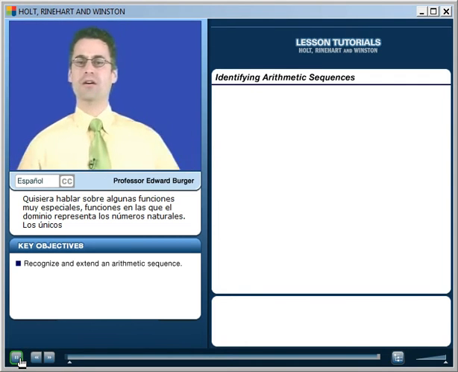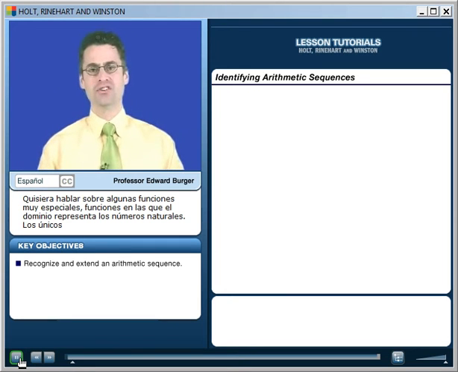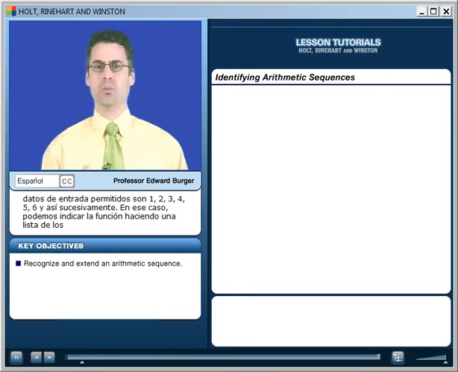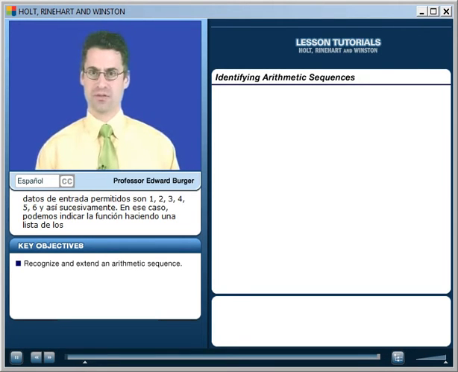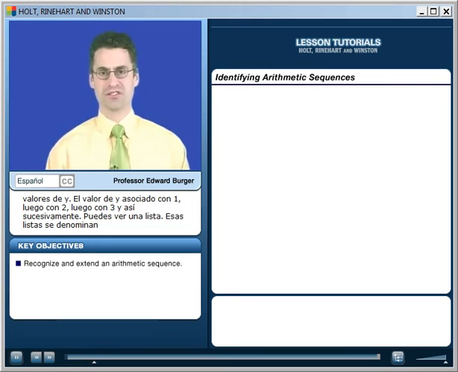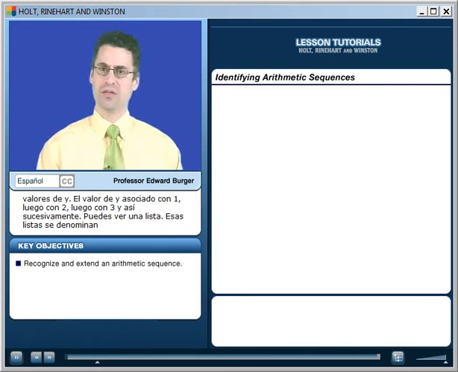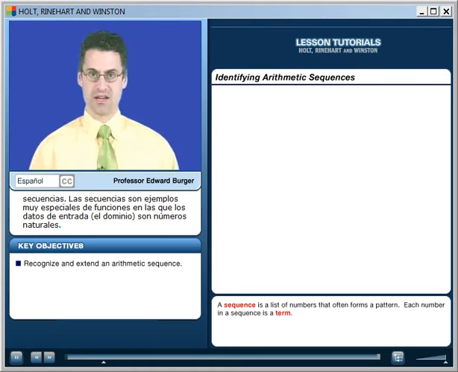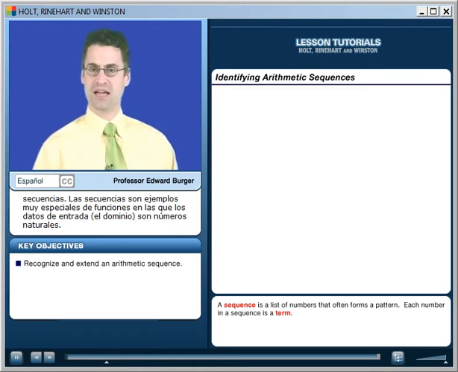I want to talk to you about some very special functions. Functions where the domain, in fact, represents the natural numbers. So the only allowable inputs are going to be 1, 2, 3, 4, 5, 6, and so forth. In that case, we can actually list the function by just listing the y values. The y value associated with 1, then with 2, then with 3, and so forth. So you can make a list. And in fact, those lists are called sequences. So sequences are actually very special examples of functions where the input, the domain, is actually the natural numbers.